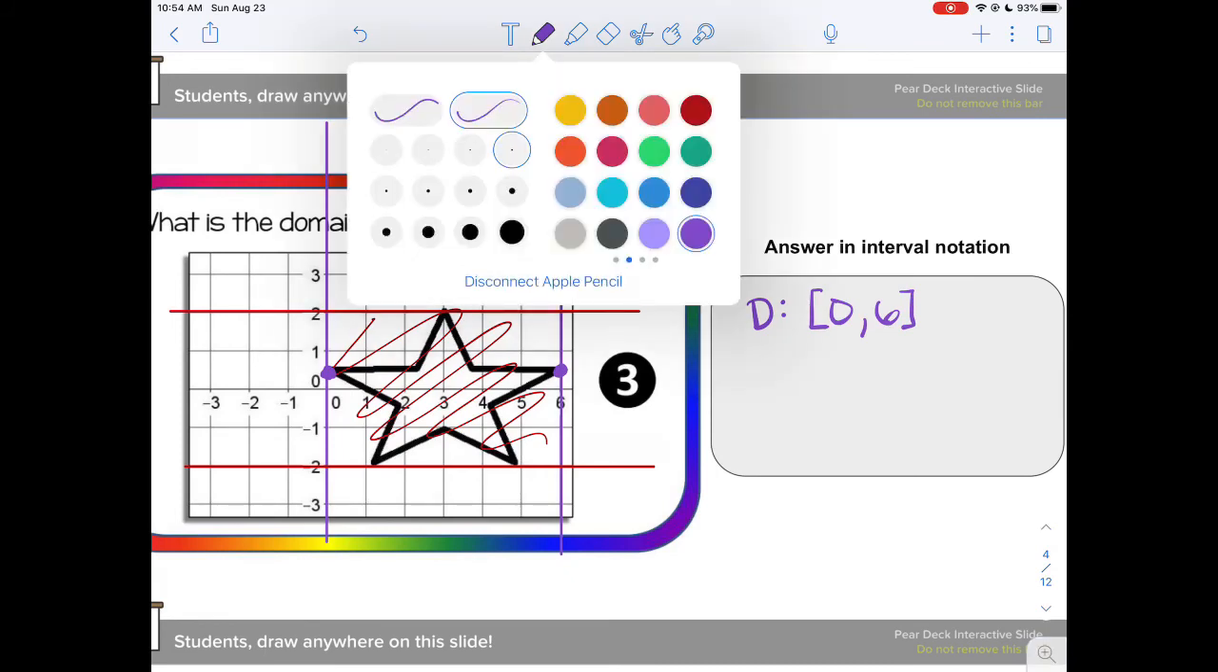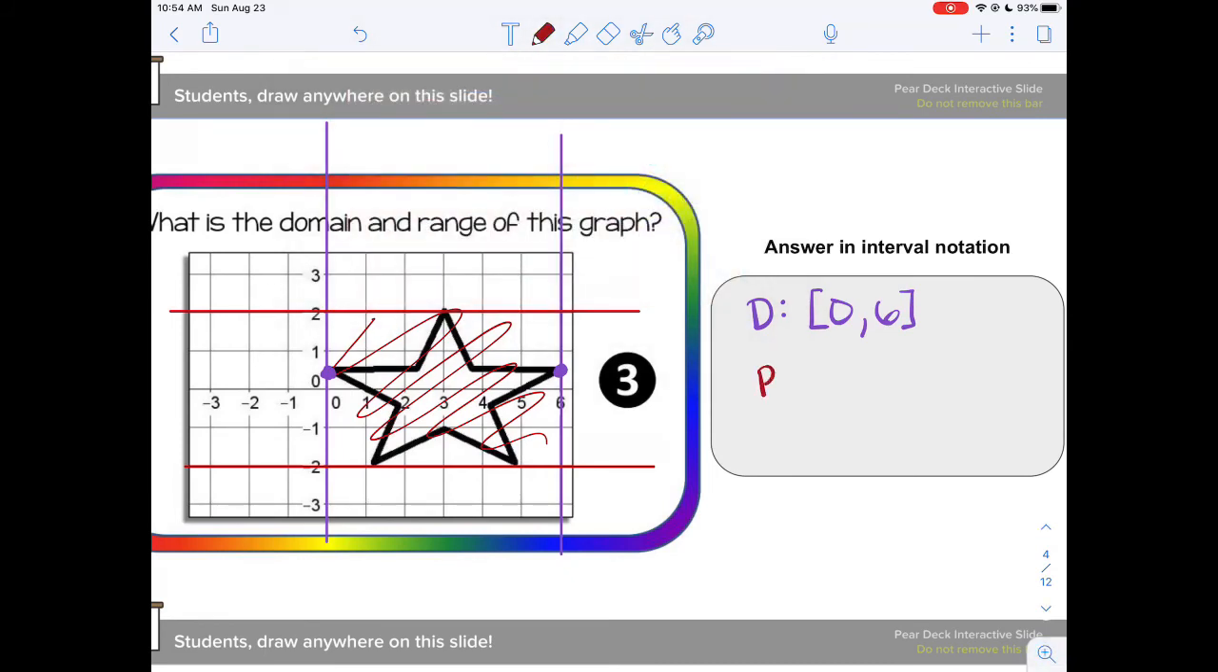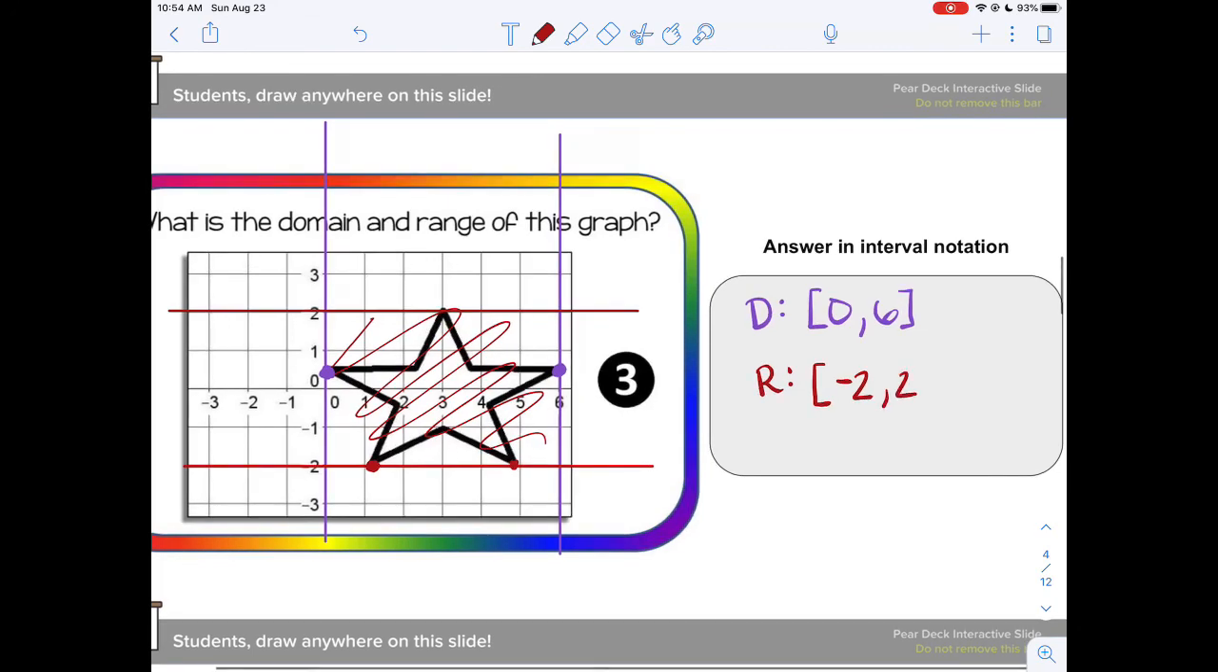If we want to look at the range, our range in interval notation starts at -2. Again, that's like a closed dot. You could look at either of those points. So those closed dots mean a bracket at -2, and then we end at +2 again with a bracket.